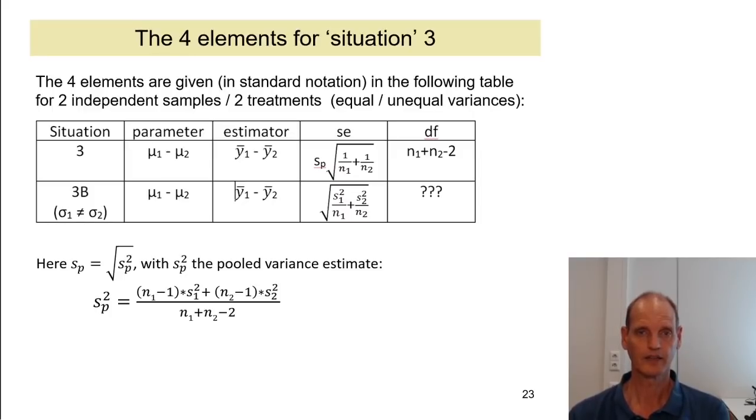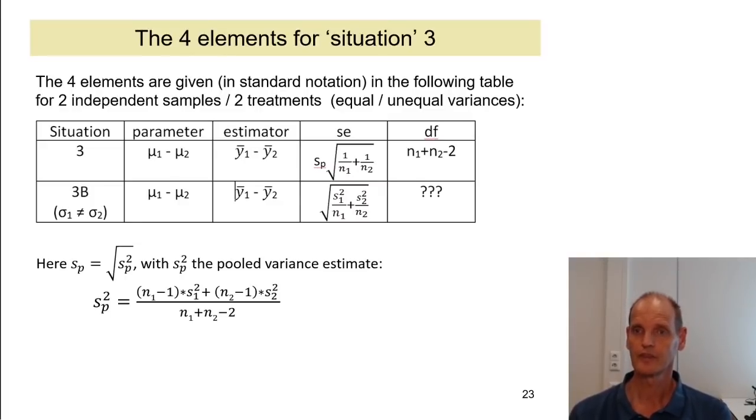For the later case that we will discuss, when the standard deviations are not the same, the parameter and estimator are the same, but the standard error has a somewhat different formula. It's also based on S1 squared, S2 squared, and n1 and n2. In fact, the two standard error formulas give the same result if n1 and n2 are the same, so if we have a balanced data set. In that case, the standard errors for situations 3 and 3b are the same.